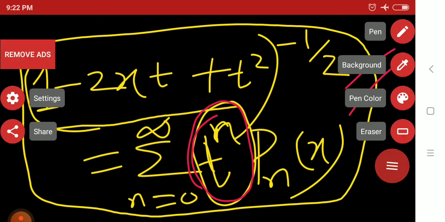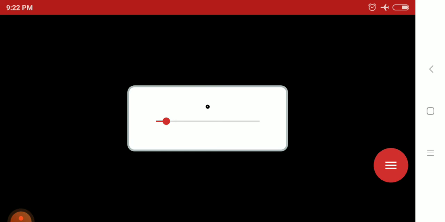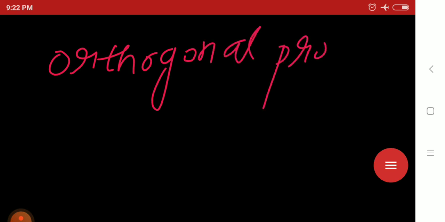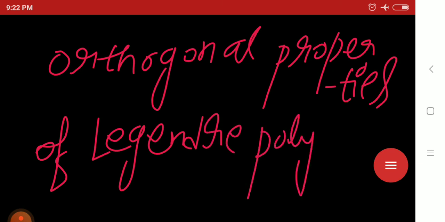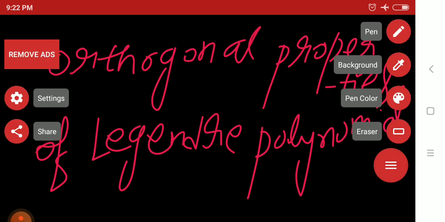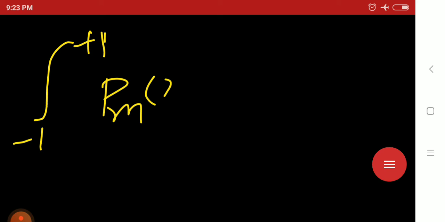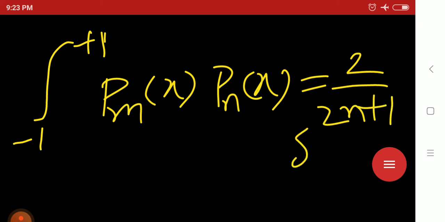Another important property I am discussing here is the orthogonal property of Legendre polynomial. What will be the orthogonal property of Legendre polynomial? Let's start writing that. The orthogonality is defined as the integration from minus 1 to plus 1 of Pm(x) Pn(x) dx equals 2 by 2n plus 1 delta mn.